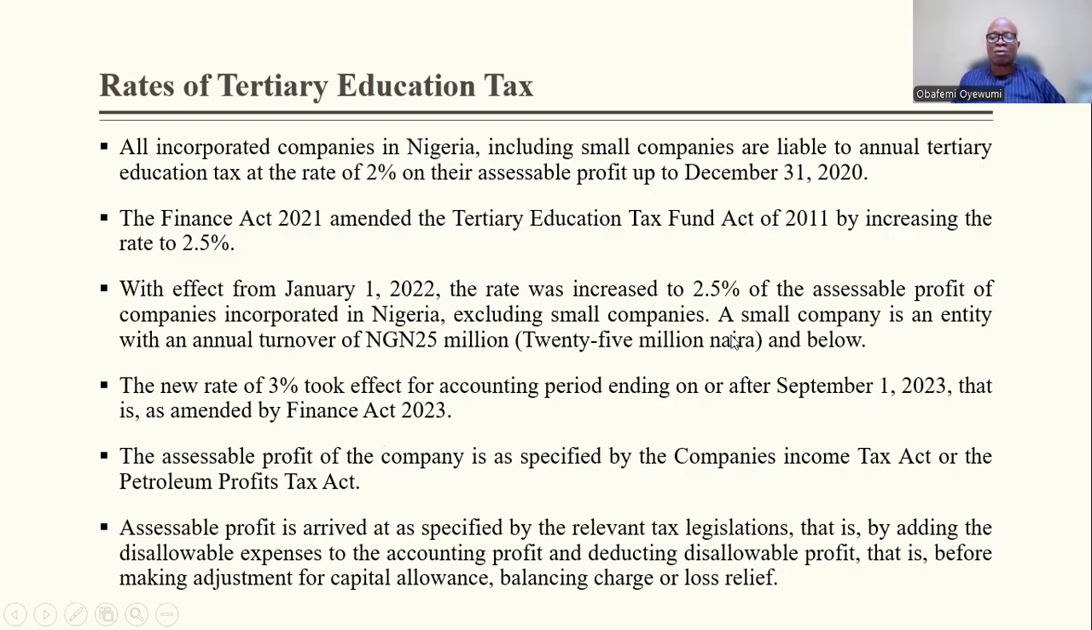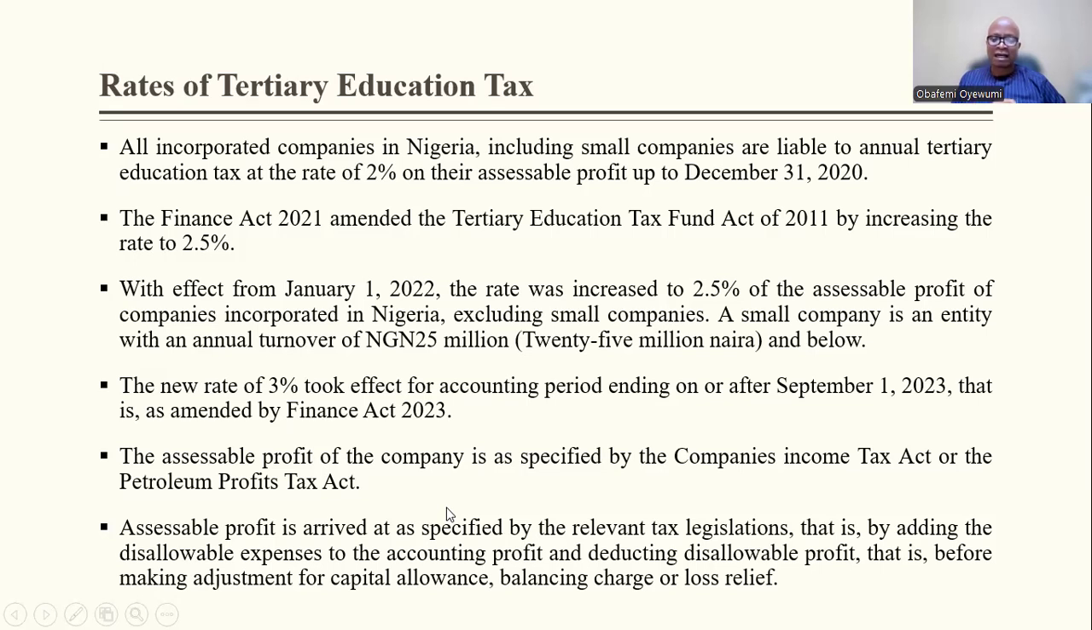Now, you must know that a small company is an entity with an annual turnover of 25 million. So it means that as soon as you hit the threshold of 25 million naira, the company is no longer a small company. And of course, small companies are exempted from paying tertiary education tax with the coming of the Finance Act 2021. All right.